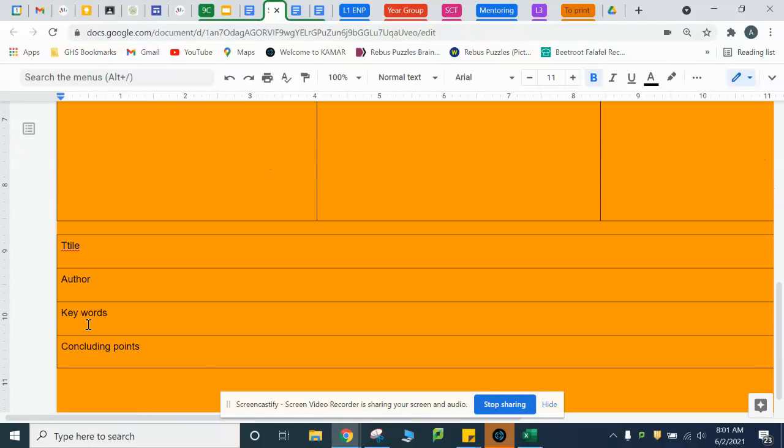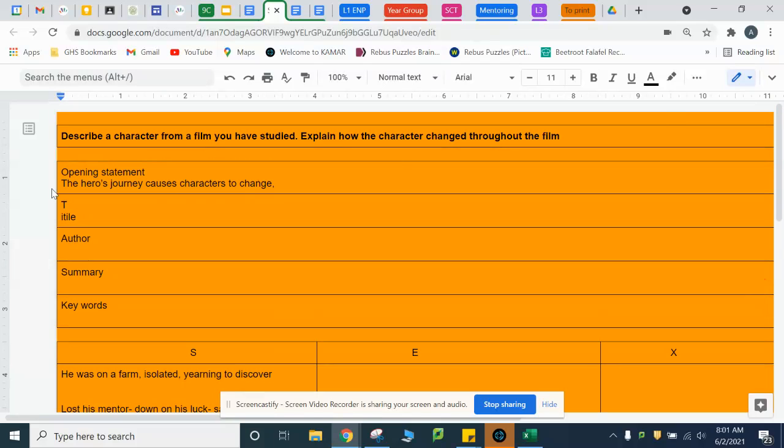So we talk about then the keywords. A character that changed throughout the film was Luke Skywalker. So that's my keyword. I've made that sentence into a keyword. And then I would do my concluding points. Now, your concluding points link back up to your opening statement. And my opening statement is the hero's journey causes characters to change.